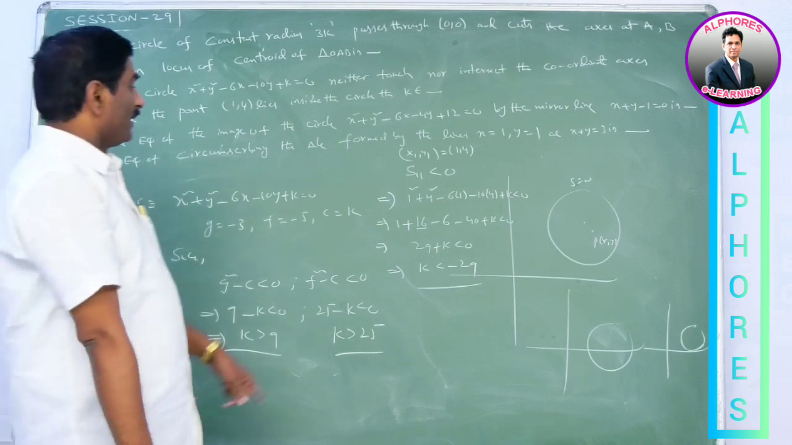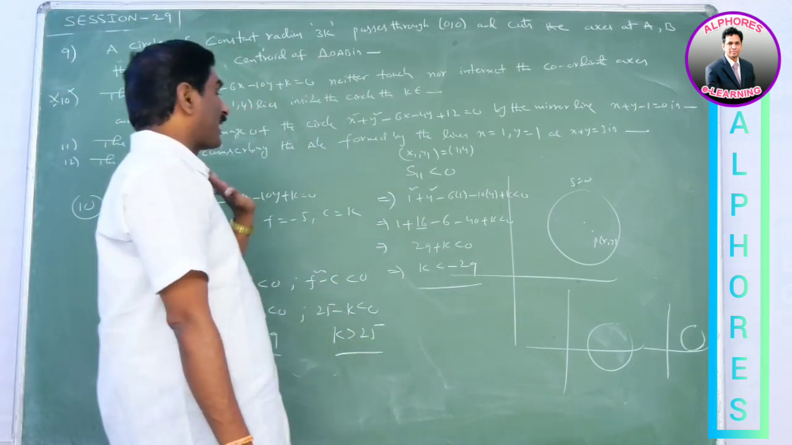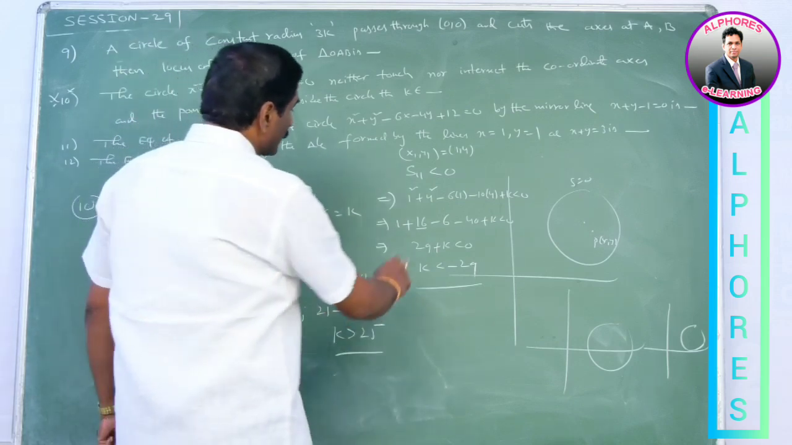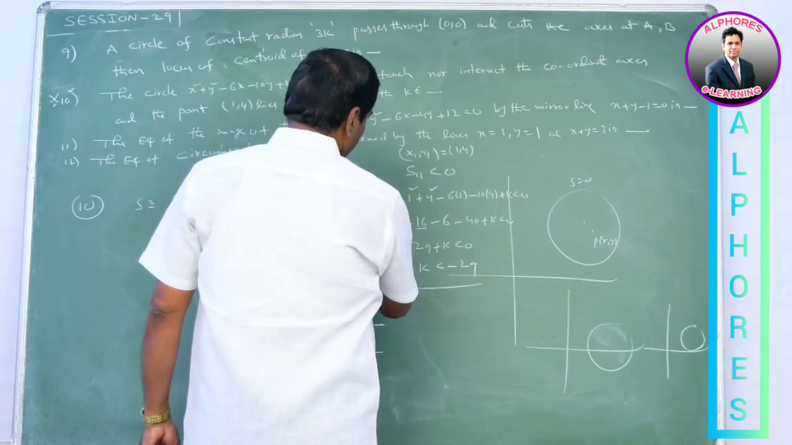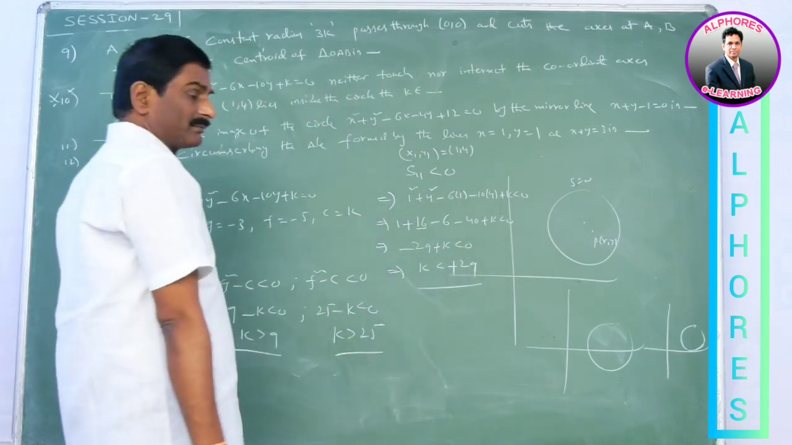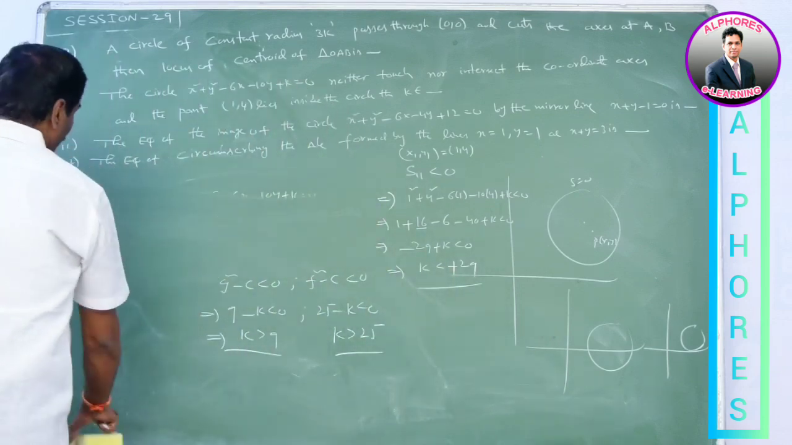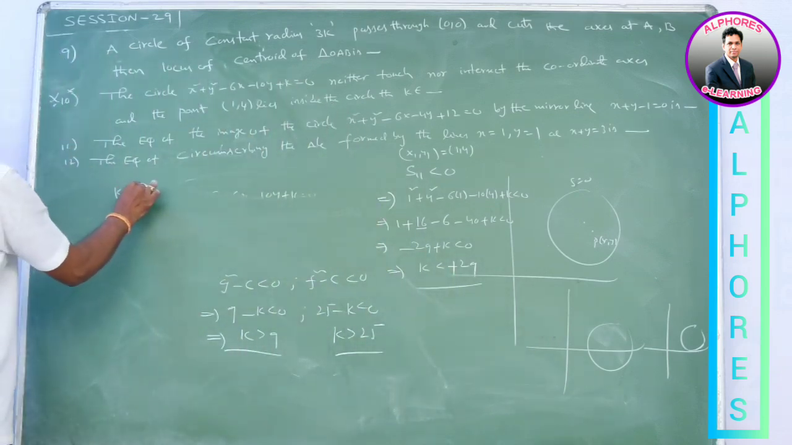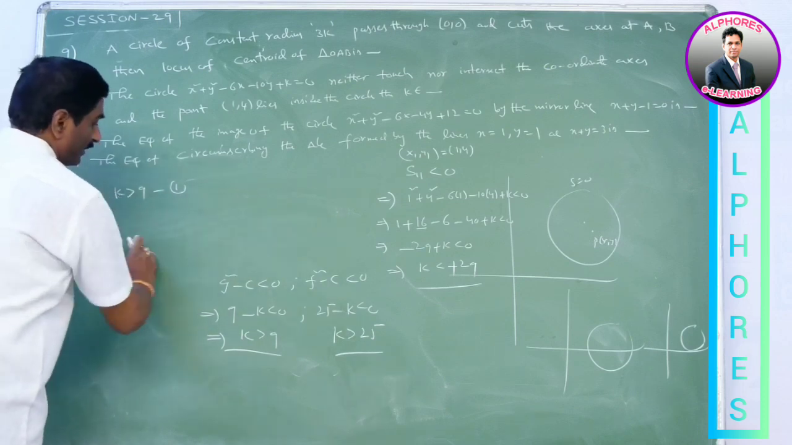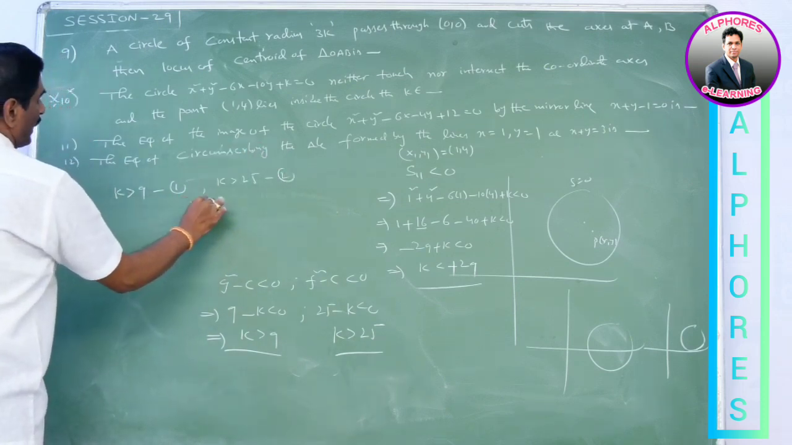Here S11 less than 0 means k less than 29. Sorry, it is plus 29, k less than 29. Finally, we get k greater than 9 from the first equation, k greater than 25 from the second one, and k less than 29 from the third equation.